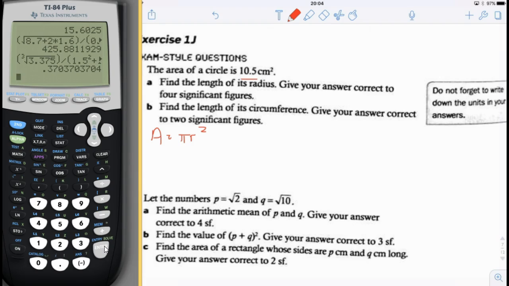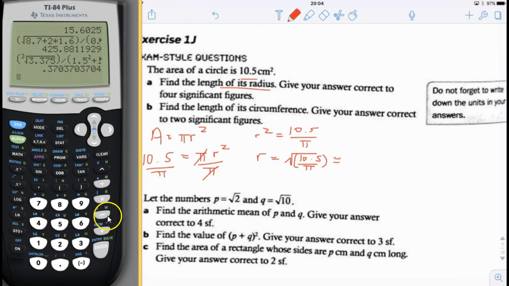So the area is 10.5 centimeters squared. It's equal to pi r squared. I'm going to find the length of the radius. I can find that by doing a little bit of algebra here. So I'm going to divide both sides by pi, and then I'm going to get r squared equals 10.5 over pi. And then I'm going to take the square root of that, 10.5 divided by pi, square root of everything. And then I'm going to get a number with a lot of digits.